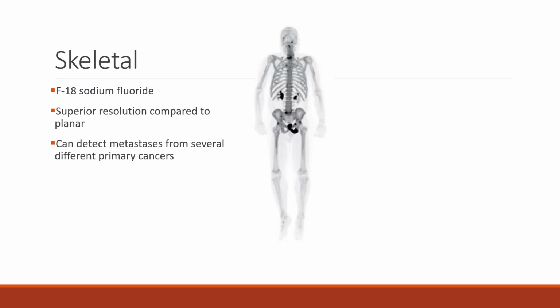All right, so that's it for liver cancer. Now we're going to talk about bone cancer, where we did talk about some of the therapies. You have the skeletal imaging, of course, with F18 or MDP. We already talked about those in the first part of the module when we talked about the different skeletal imaging. So F18 sodium fluoride has superior resolution compared to planar. We can detect metastases from several primary cancers.